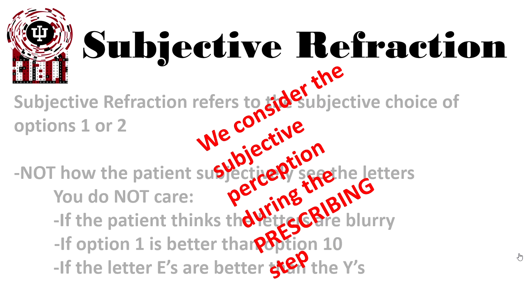Now, we do consider the subjective perception during the prescribing step, but that's not what happens during subjective refraction. Prescribing is when we take into account the person's habitual prescriptions, where the chief complaints are, and the findings from other tests.